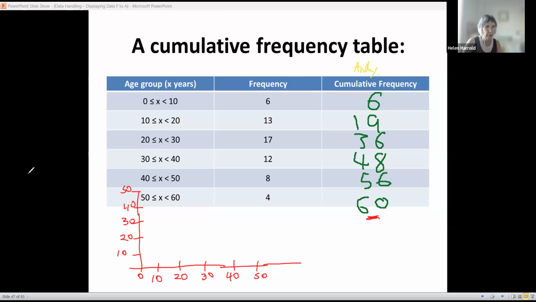Yeah, so where do I plot it? I plot it at the higher bit of this bar, which is 10, and it's 6. So it's going to go there somewhere. The highest part of this bar is 20 and it's 19. So 20 and I go up to 19. The highest part of this bar is 30, so I go across to 30 and it's going to go up to 36. So it's the highest part. I look at these numbers here and that's where I'm plotting it on this axis. If it was a frequency polygon, I plot it in the middle. Okay, so that's what cumulative frequency is.